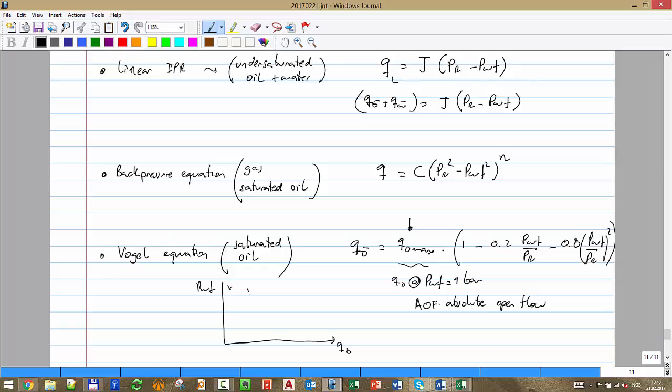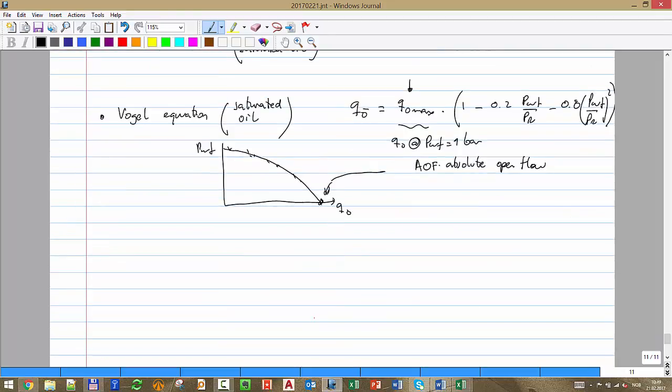If you have your collection of points, you have to tune that value here, that's the absolute open flow, until the line passes through all of the points. And actually, that's the exercise you have. The fourth exercise is using that equation.